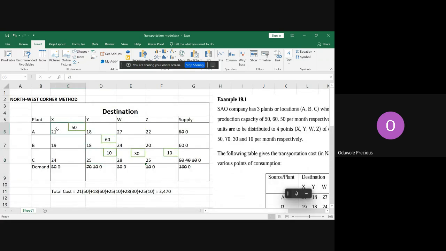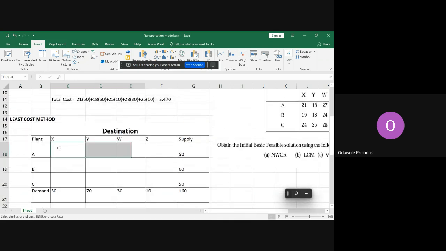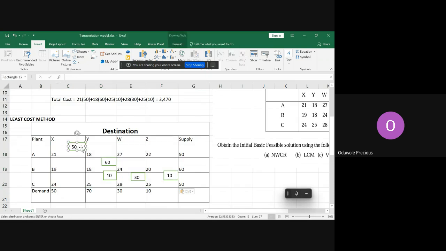Can I just copy and paste this? Okay. I think I have all the other stuff there. Let me just copy this. So the next thing I want to do is the least cost method. So I'm going to remove all these jargons.